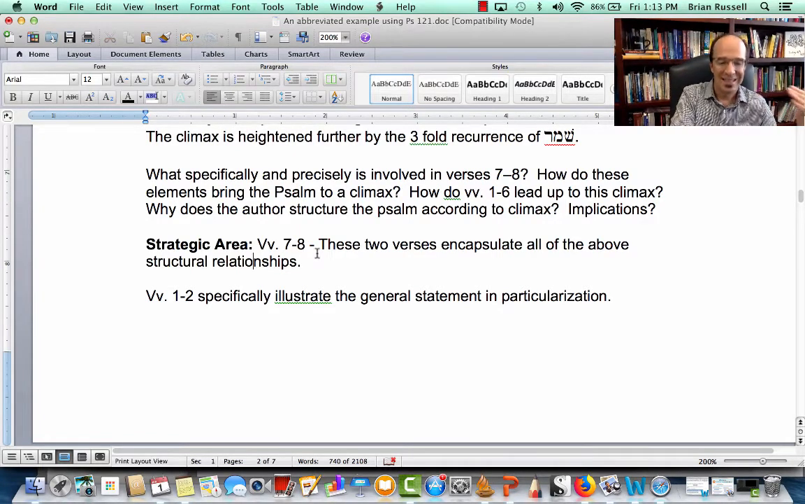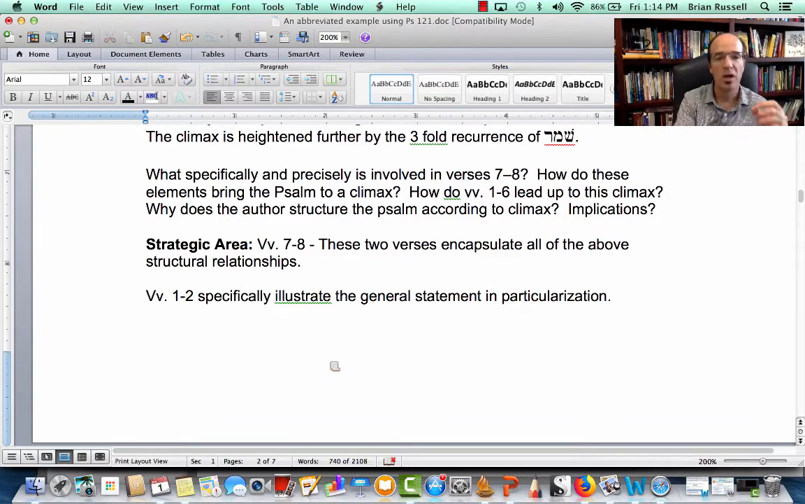Now, a second strategic area, because we did leave out the general statement in the particularization, is verses 1 and 2, which illustrate particularization. So if you're just going to pick out a couple of sections to work on in the psalm, it would make sense to pick out the opening general statement, verses 1 and 2, and also the climactic section, verses 7 to 8. So there are your strategic areas.